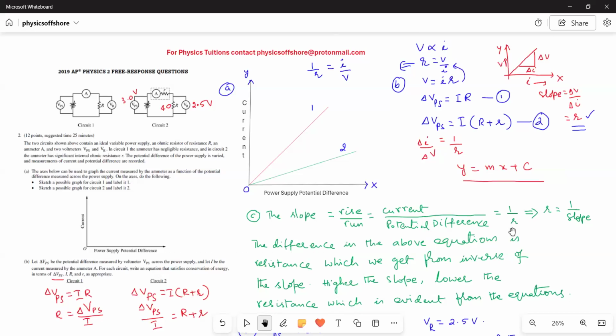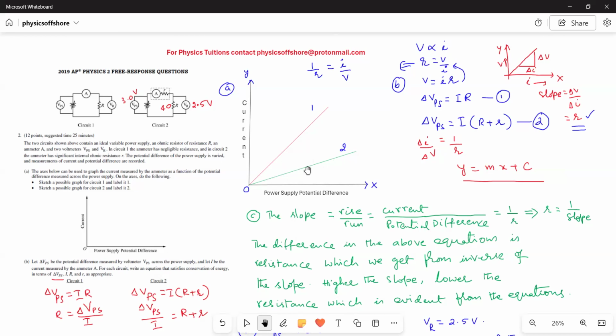Slope is equal to 1 by R. If the denominator R is more, the value of the fraction will be less. Am I right? Therefore, here R is more. The resistance of the second circuit is more compared to the first circuit. Therefore, the slope must be less. So, the line will be like this.